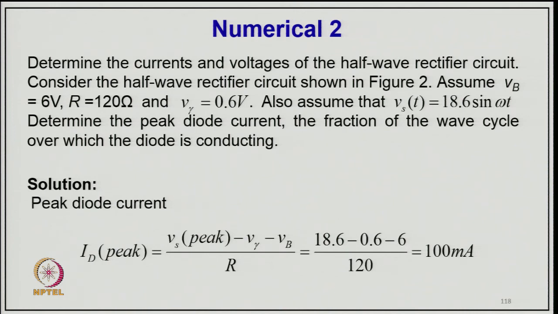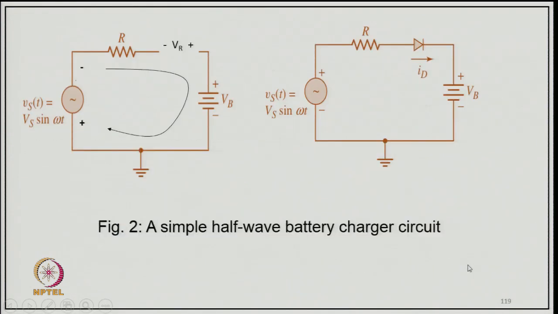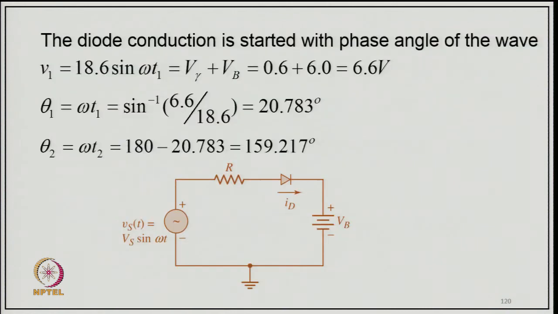So, peak diode current will be ID peak equals Vs peak minus V gamma minus Vb upon R, and that will be (18.6 minus 0.6 minus 6) by 120, that is 100 milliampere. And this is a simple circuit, how it is really going to be a battery charger, I mean through a rectifier.